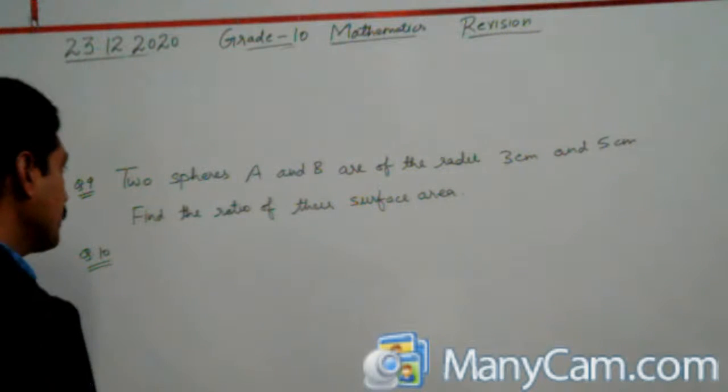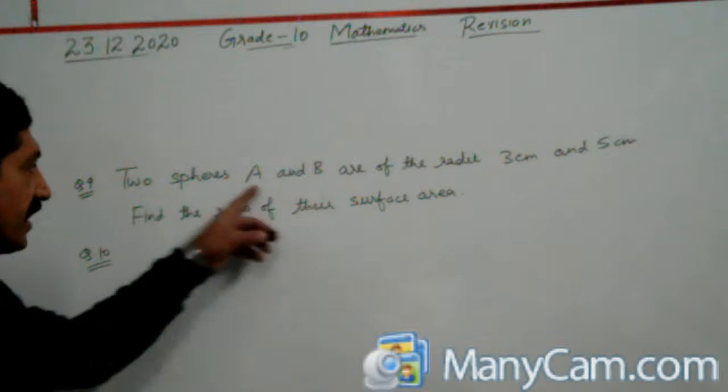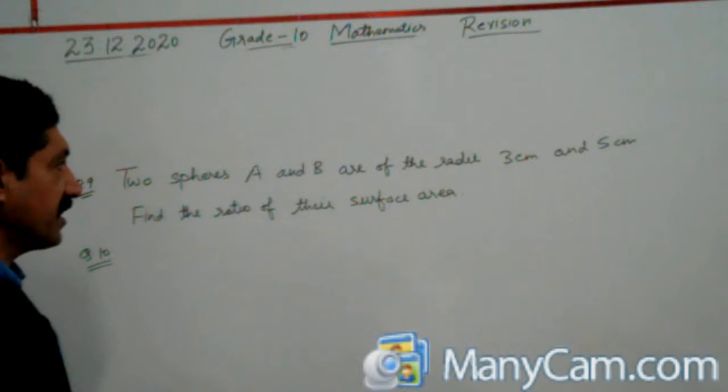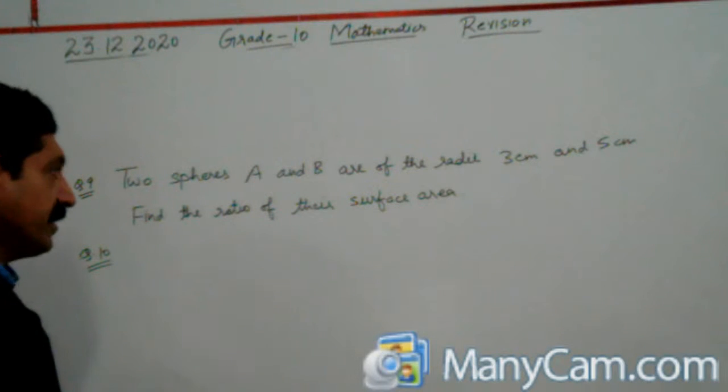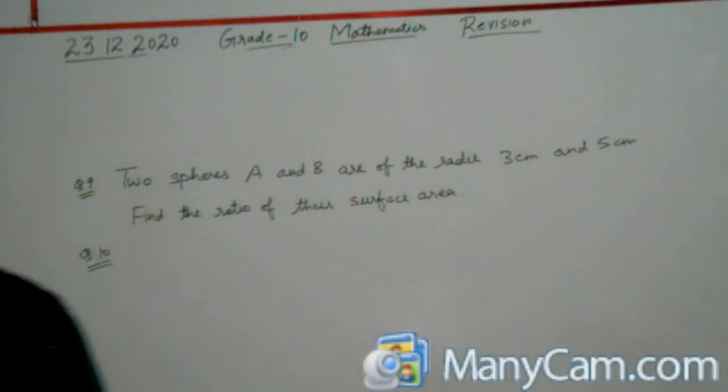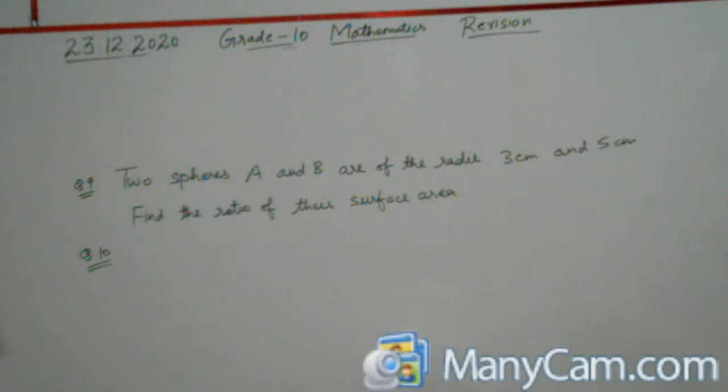Next question is: two spheres A and B are of radii 3 cm and 5 cm. Find the ratio of their surface area.